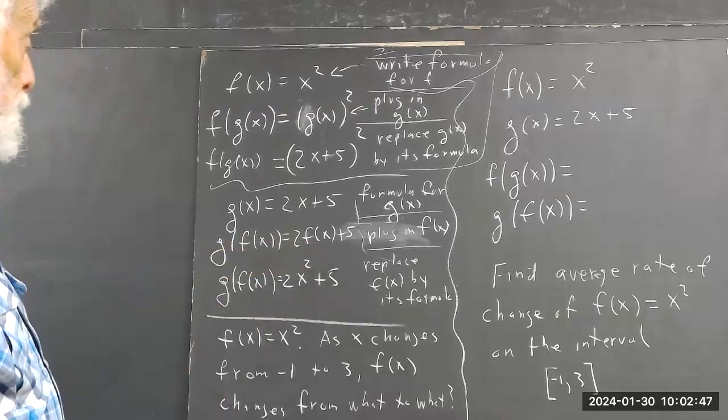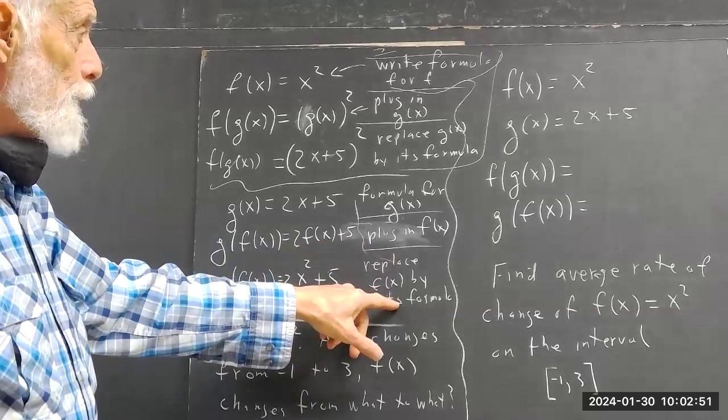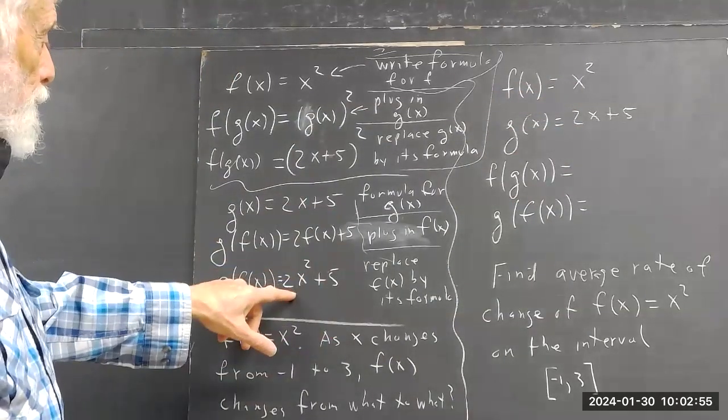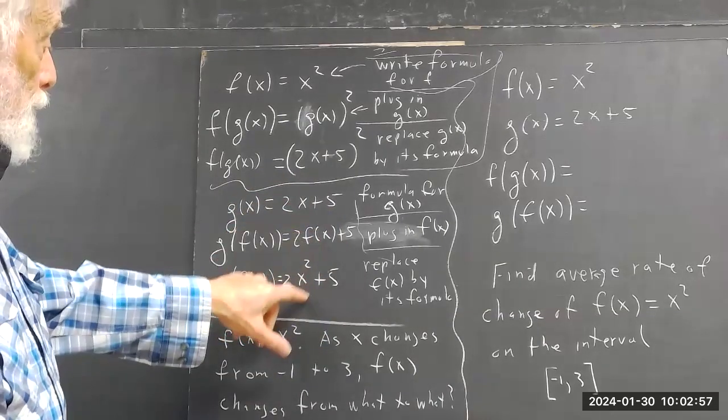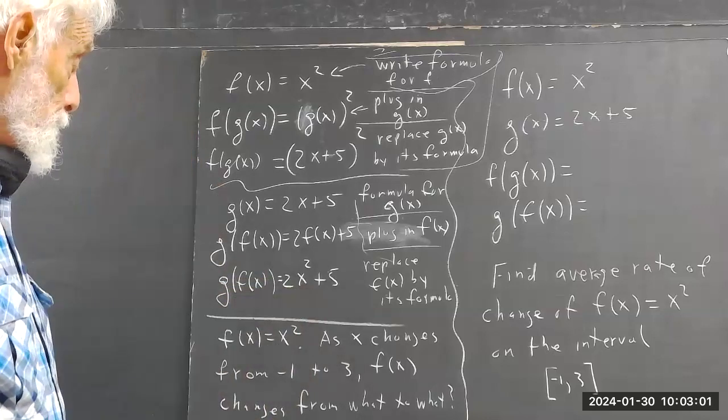Okay. Well, there it is. Now we have g of f of x, then equals what? Well, we replace f of x by its formula. The formula is x squared for its equation. Okay. So f of x gets replaced by x squared. And there we have it.